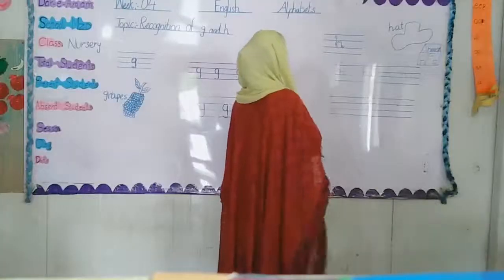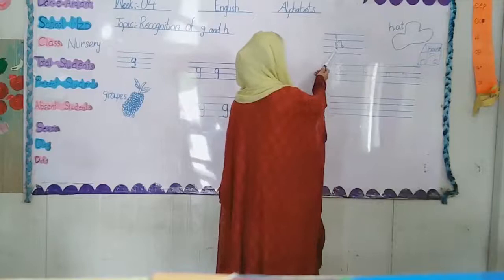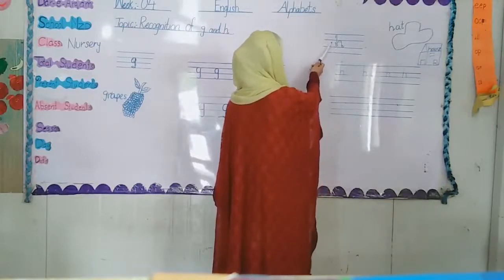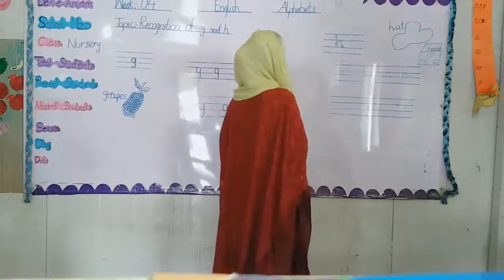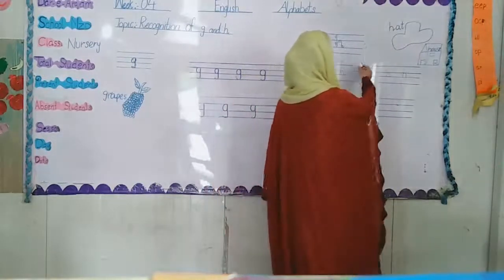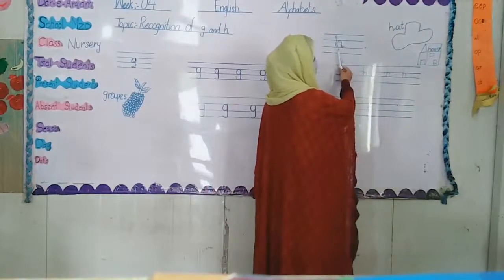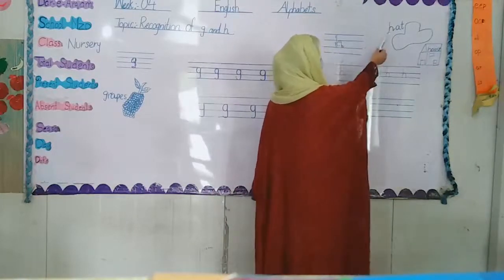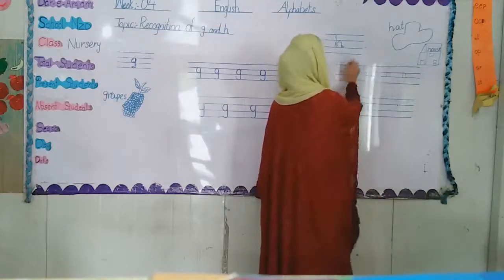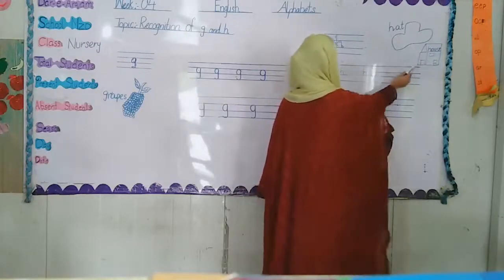Now, dear student, the next alphabet is H. H is a tall letter, and we will write the small h in the first 3 lines. It's H. Now, first of all, the phonic of H is H. H, H, H hat, H house. Again, H hat, H house.